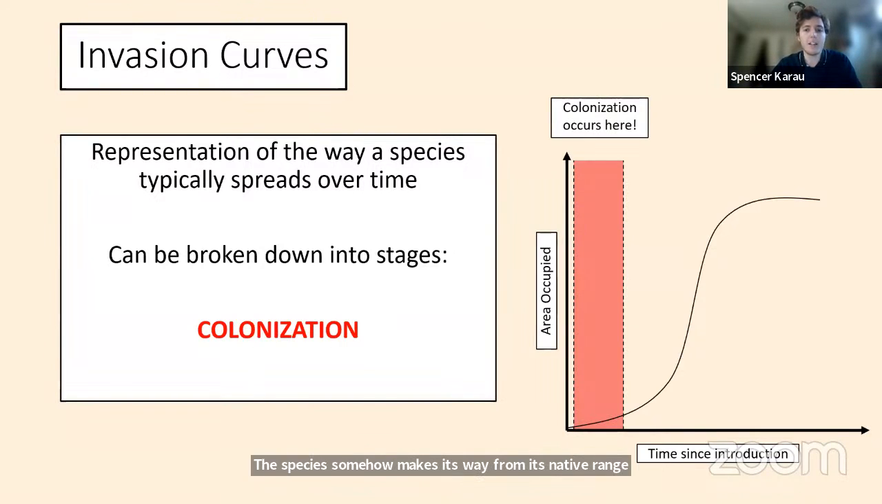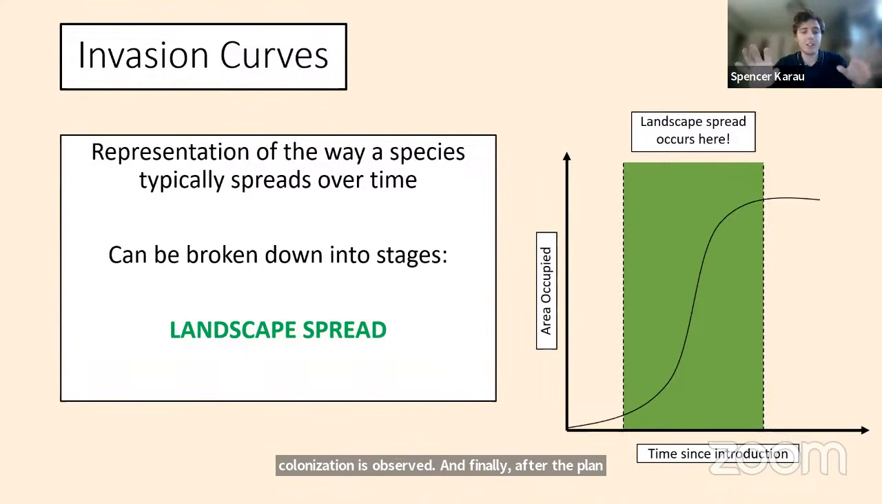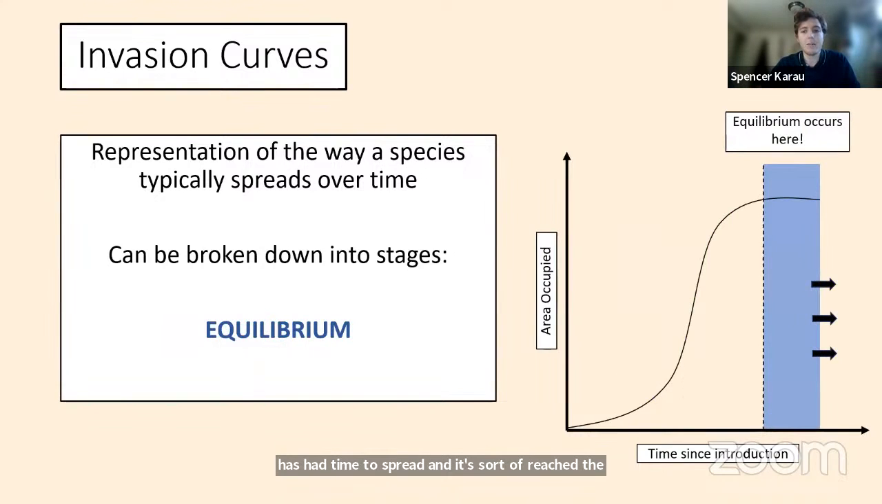After transport, a colonization period begins where the species has to establish itself in the novel range and build a self-sustaining population. Once this has occurred, the plant can begin spreading across the landscape. And this is typically where the maximum rate of colonization is observed. And finally, after the plant has had time to spread and it's reached the extent of where it's going to be in the novel range, we say that the plant has reached equilibrium. It's no longer increasing its distribution and it's no longer decreasing its distribution.